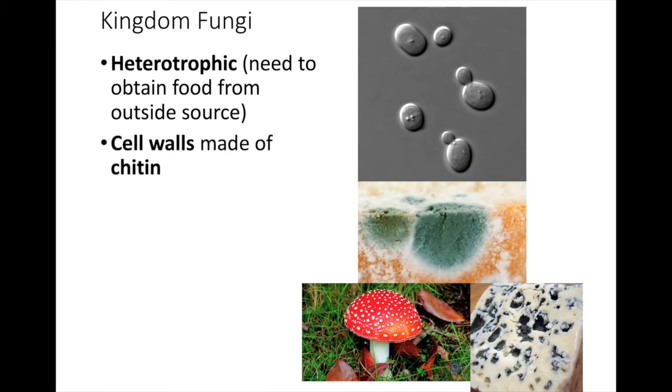Fungi have cell walls. Remember I said that bacteria have a cell wall made of peptidoglycan. Plants have a cell wall made of cellulose. Fungi have cell walls made of chitin, which is another carbohydrate, although you would see there are some nitrogens sticking off of the sugar rings of the carbohydrates.